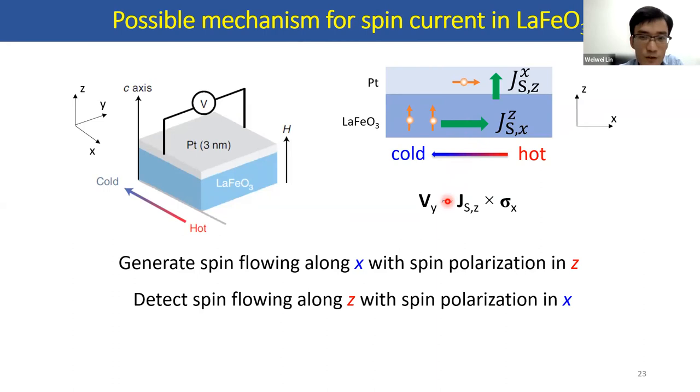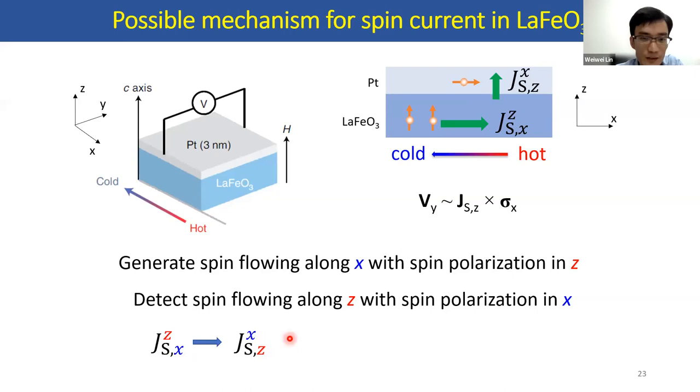Okay, we can write the spin current along the x-axis with spin polarization along the z-axis. It seems to transform into the spin current flowing along the z-axis with the spin polarization along the x-axis.